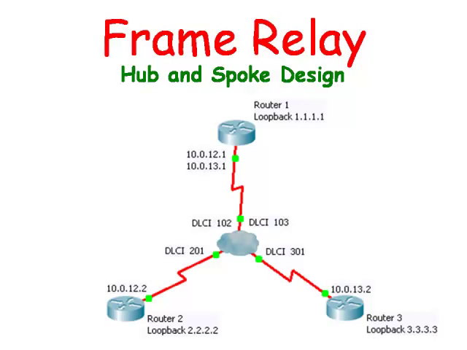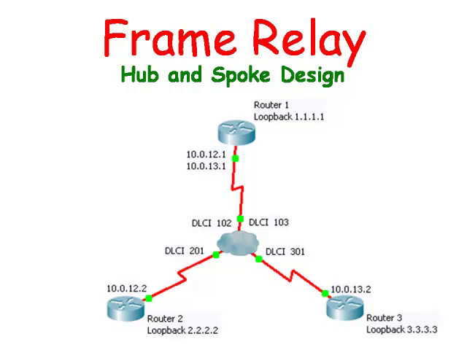This is a design that we will be using in our lab. It is called a hub and spoke design. There are 3 routers, router 1, router 2, and router 3. Router 1 has a loopback of 1.1.1.1. Router 2 has a loopback of 2.2.2.2. And router 3 has a loopback of 3.3.3.3.